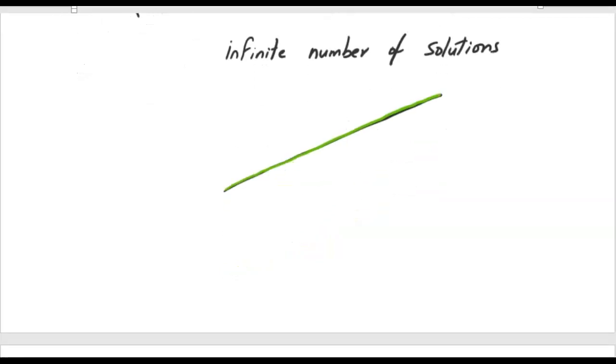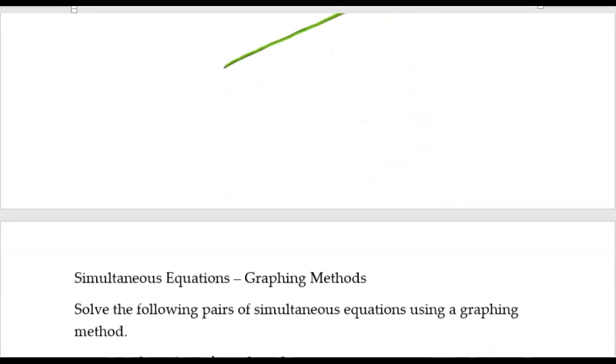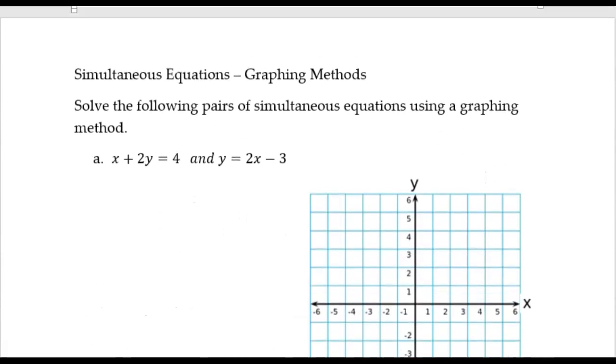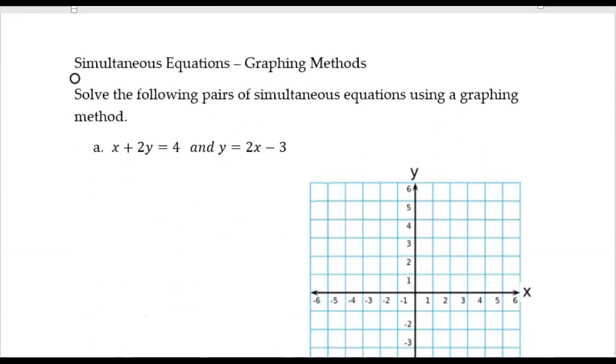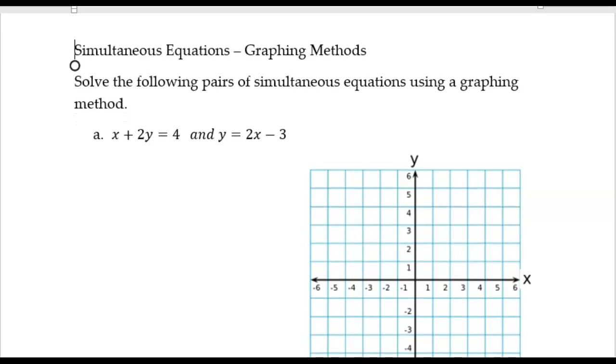So let's go into our very first method of solving simultaneous equations, right? We're going to solve simultaneous equations using graphing method in this lesson. So let's have a look at this question here. We've been given two equations. The two equations given to us are x plus 2y equals 4, and the second equation is y equals 2x minus 3.